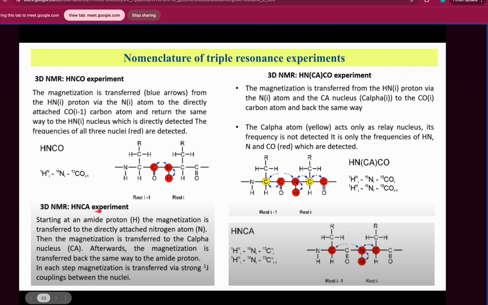Similarly, we can also observe HNCA, in which magnetization is transferred from H to N and then from N directly to C. In triple resonance experiments, we are observing through three axes, which will be H, N, and C. In the HNCO case also, they will be H, N, and C from the carbonyl carbon and not C alpha, because it is jumping from N to the carbonyl carbon. That's why we will not be able to capture the interaction of the alpha carbon. So in all these three cases, we have three different axes, H, N, and C, and the only difference in their names is the directionality of the transfer of magnetization.